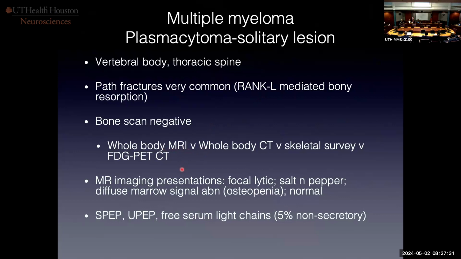The MRI imaging presentations of myeloma are many different ways. You can see a focal lytic lesion, salt and pepper appearance of the marrow, diffuse marrow signal abnormality, diffuse osteopenia, and normal. So a completely normal MRI does not rule out myeloma. So they do bone marrow biopsies, they look for percentage plasma cells and serum markers, of course.